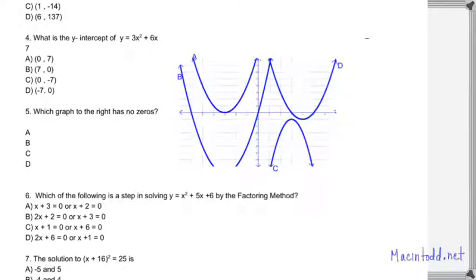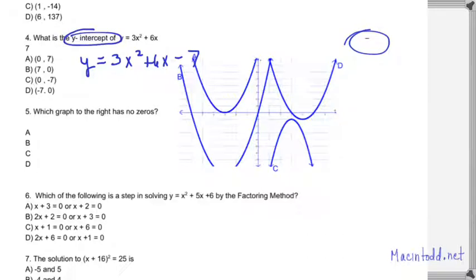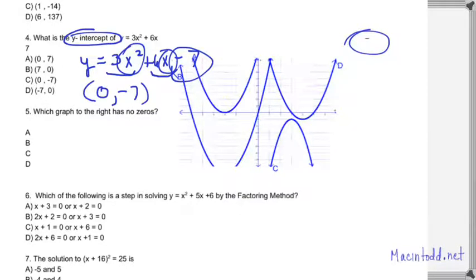Alright, question 4. What is the y-intercept of, I'm going to be kind of careful here, I don't like the way it's formatted. What is the y-intercept of y equals 3x squared plus 6x minus 7. There's a minus sign that's floating way over there. The thing you have to know about y-intercepts is y-intercepts always have an x value of 0. So if I want to find the ordered pair, I plug 0 in for my x's. Makes the first term 0. 6 times 0 is 0. Y has to be -7 over here. So 0, -7. That looks like C.